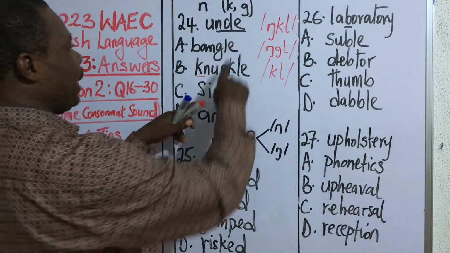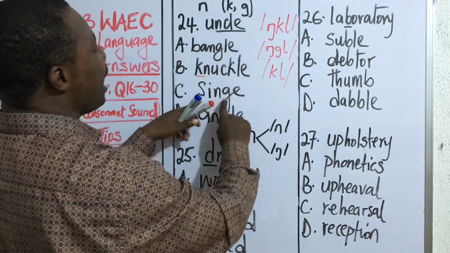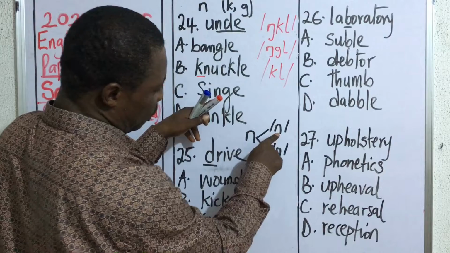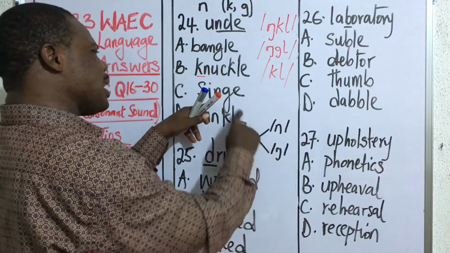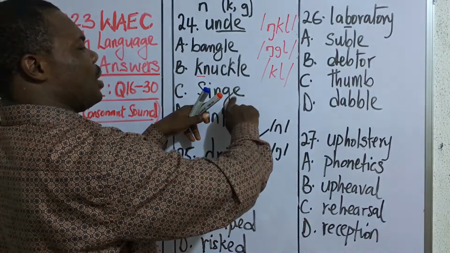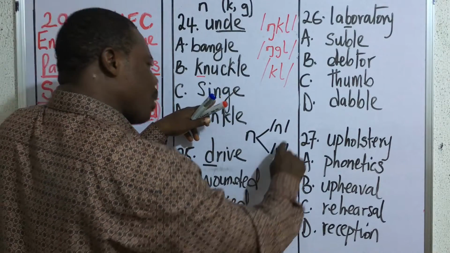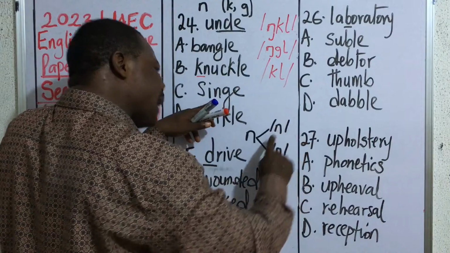Now, I explained here that when G follows N, you're not going to pronounce N, you pronounce ng. But if the G is now followed by a vowel like E or R, the sound will return to what? To N.